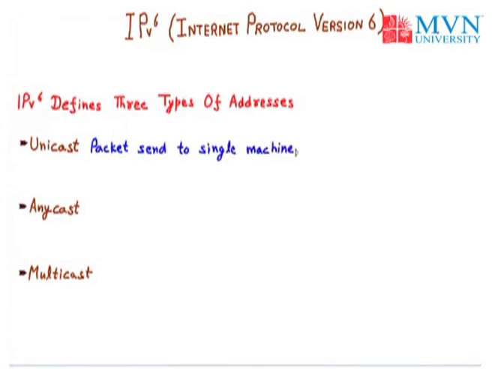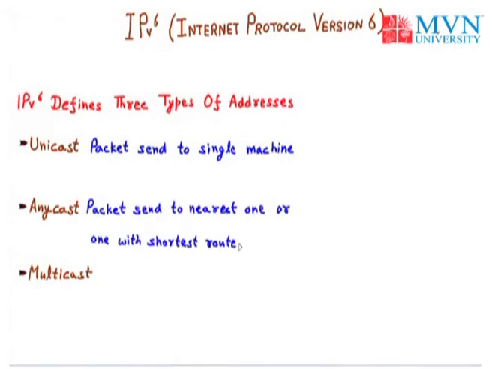Now next we have anycast, that means the packet can be sent to the nearest one. Nearest one means the one which has the shortest route or the shortest distance from the sender. And next we have multicast, that means the packet can be sent to each machine of the group. Now we have a specific group in which every machine will receive the data. So that is all about IPv6.